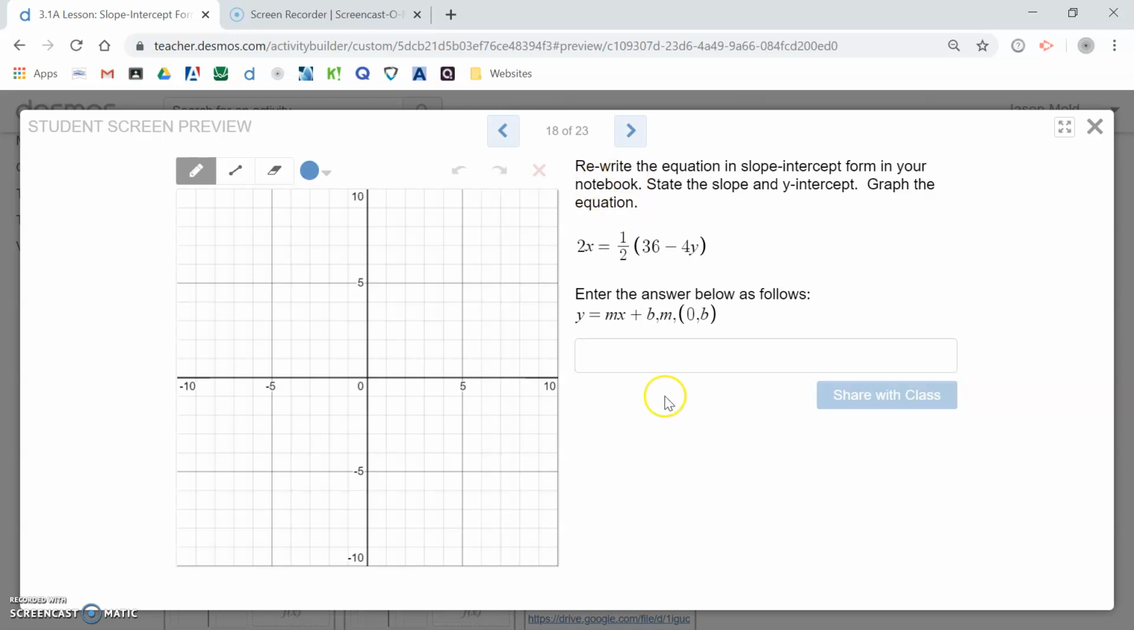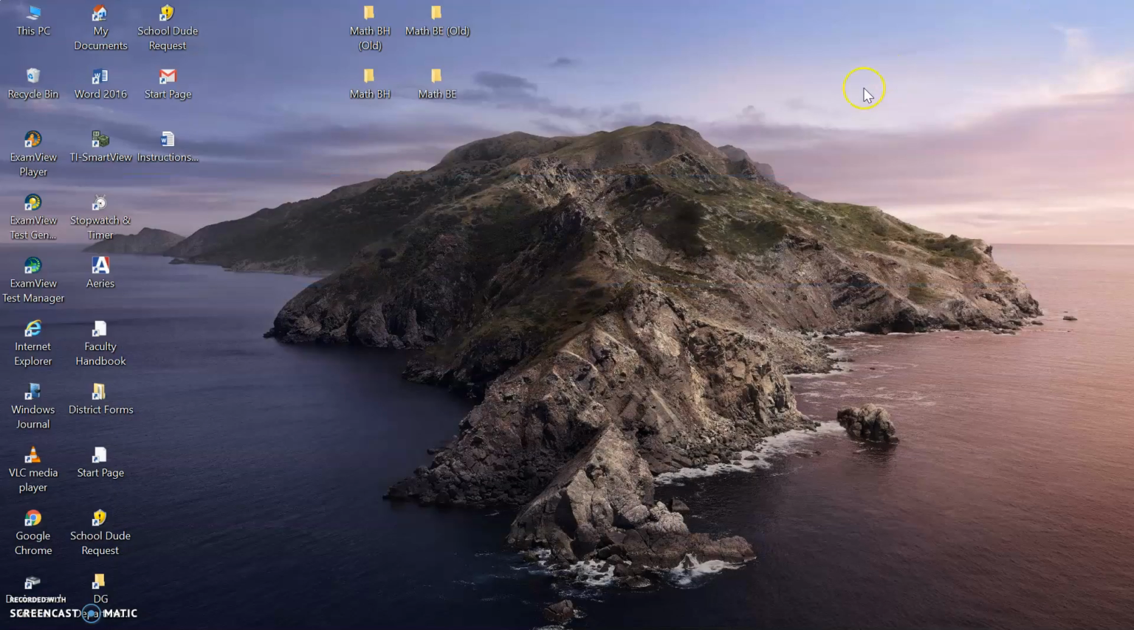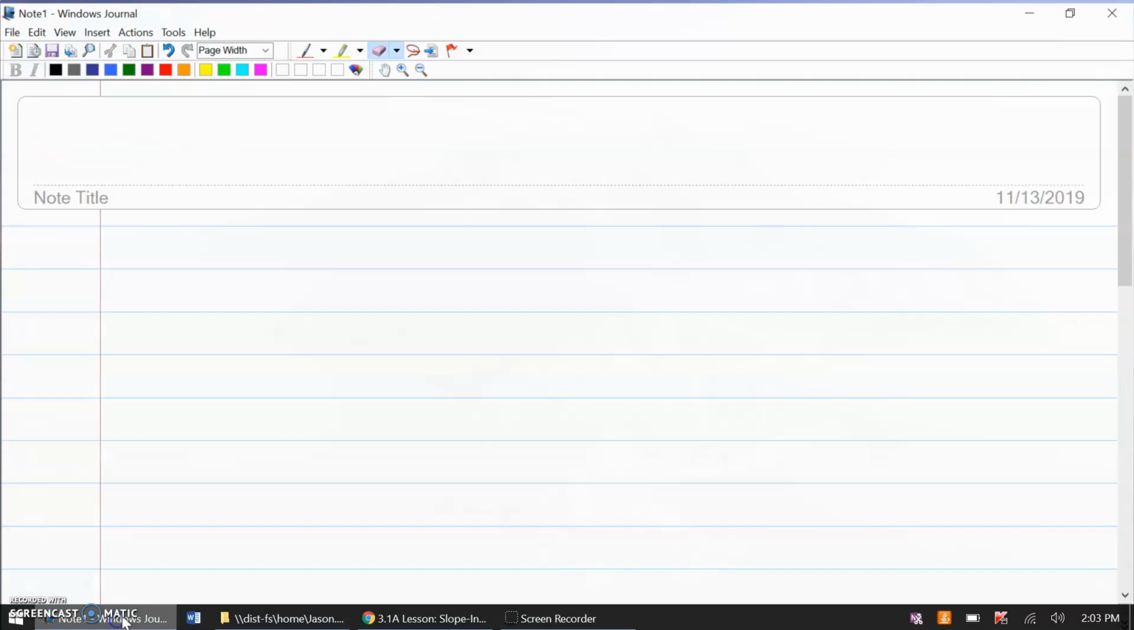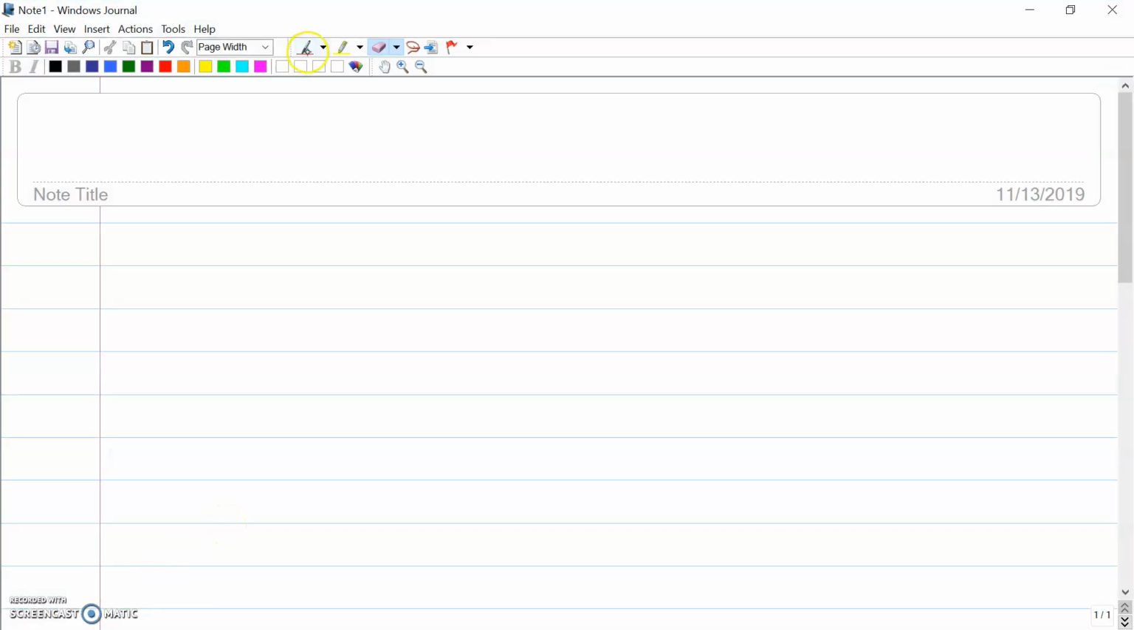So the first thing that we're going to do, on our scratch paper, is solve for y, and we will enter that in. So one more time, our equation was 2x equals 1/2 times the quantity 36 minus 4y. And I'm going to number this. This was slide 18.